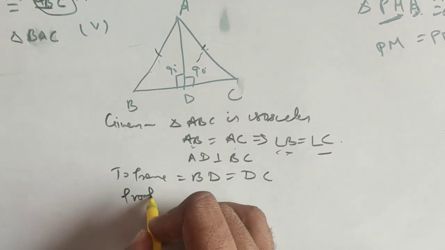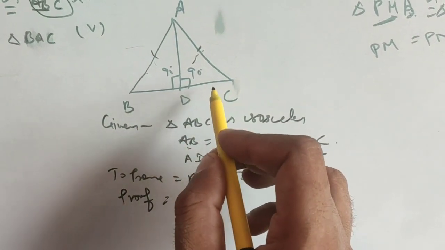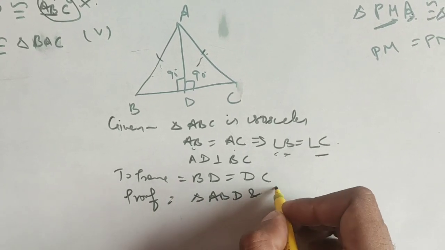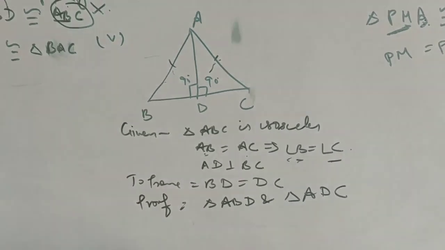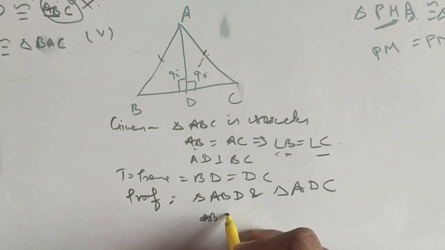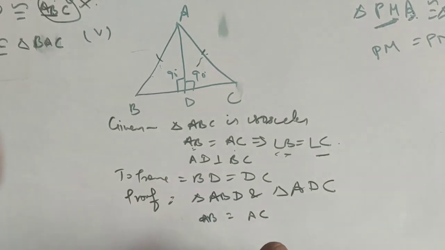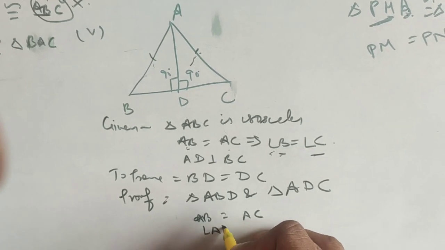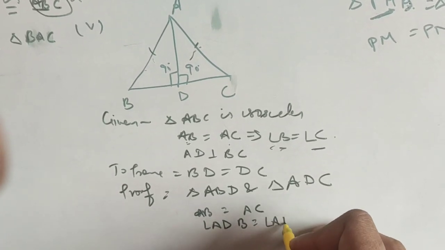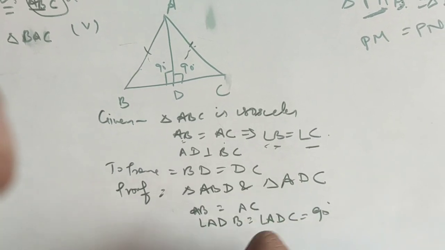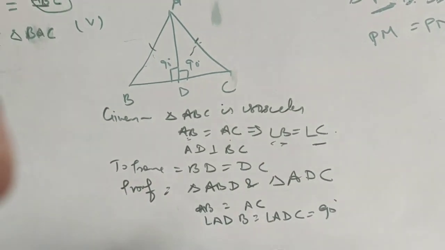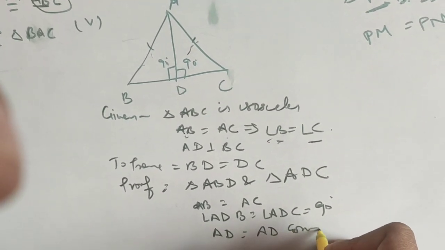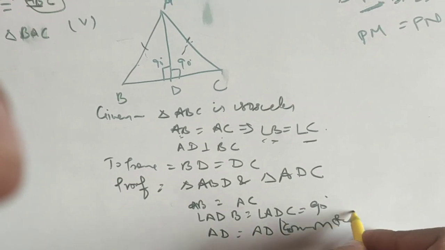So now the proof. First we need to prove BD equal to DC. So we have to select the triangles. So we are looking at triangle ABD and triangle ADC. In these two triangles we know that AB is equal to AC. It is given. Angle ADB is equal to angle ADC, and each is 90 degrees. This is also given, AD is perpendicular to BC. And we can also see that AD is equal to AD, a common side.